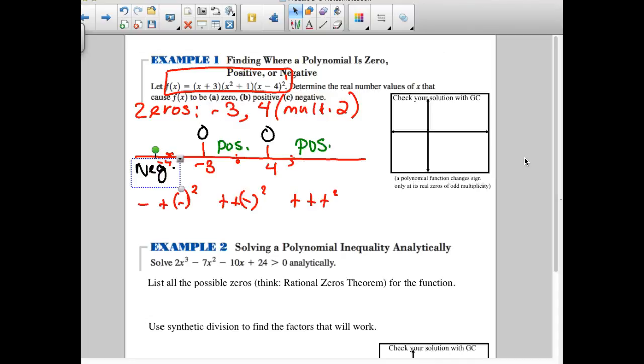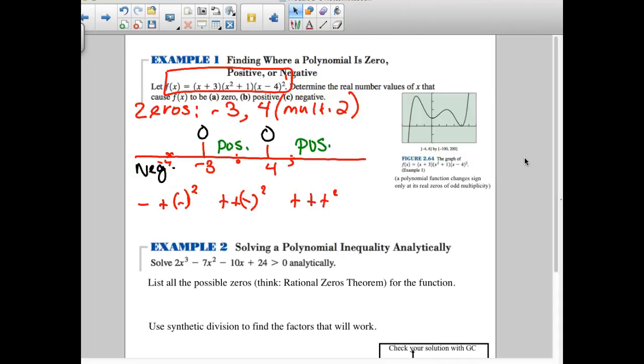Yes? All right. So let's look at a picture. That's what the graph would look like. Does it match what our sign chart's telling us? Yes? Okay. So to answer our question, it said, where is the function 0? Okay, so for part A, we are 0 at what? And just 2 exact values, right? Not an interval, just 2 points. So we're going to put that in set notation, -3 and 4.